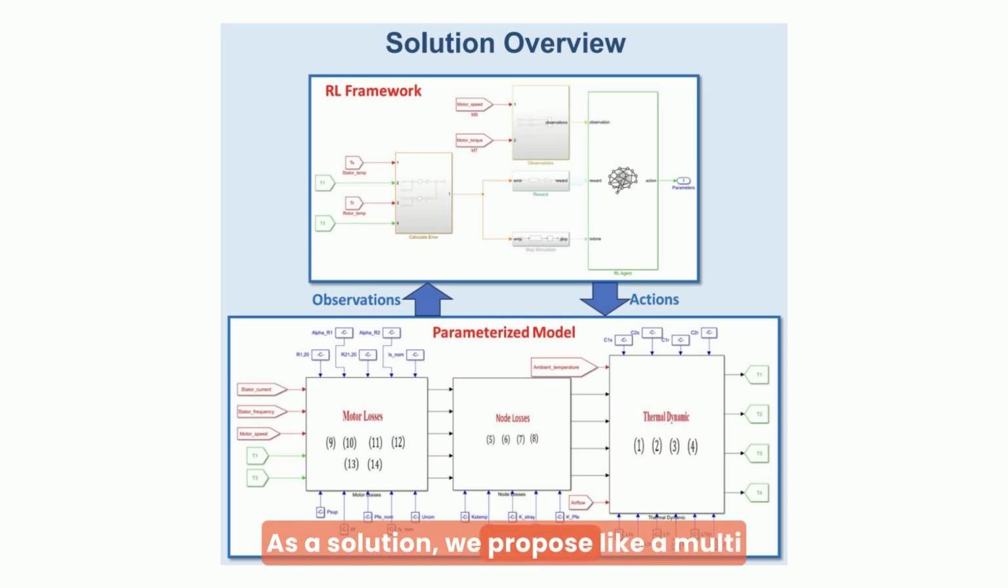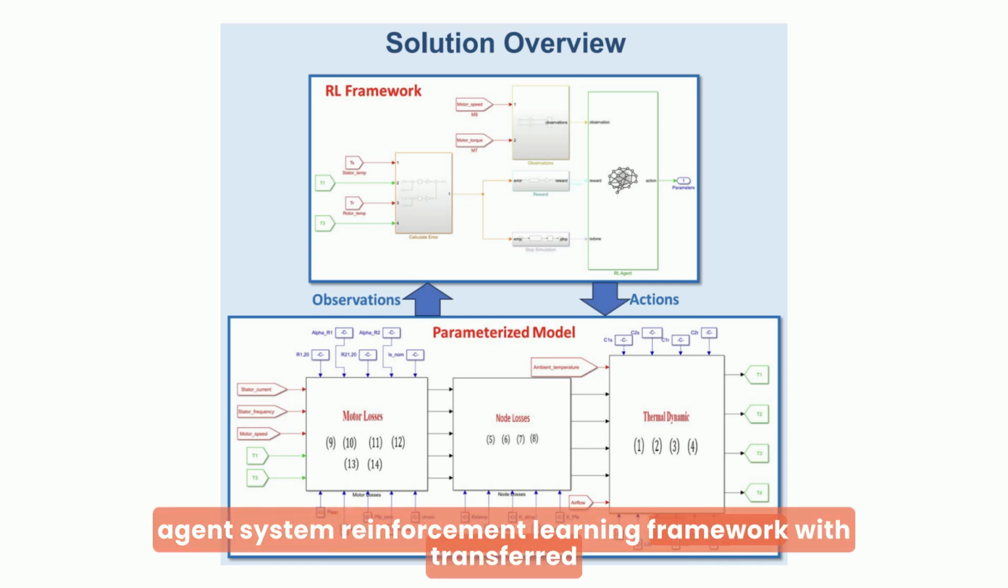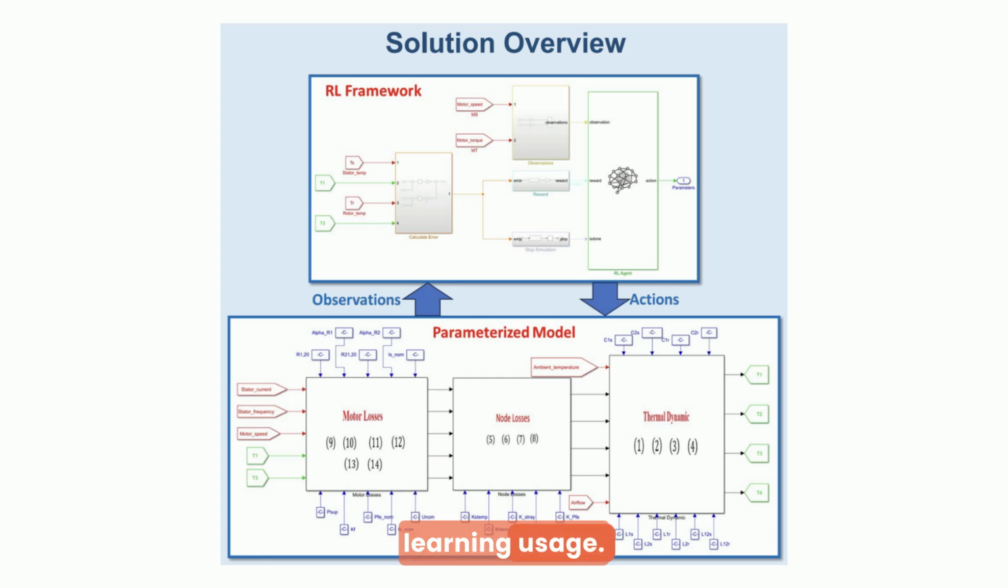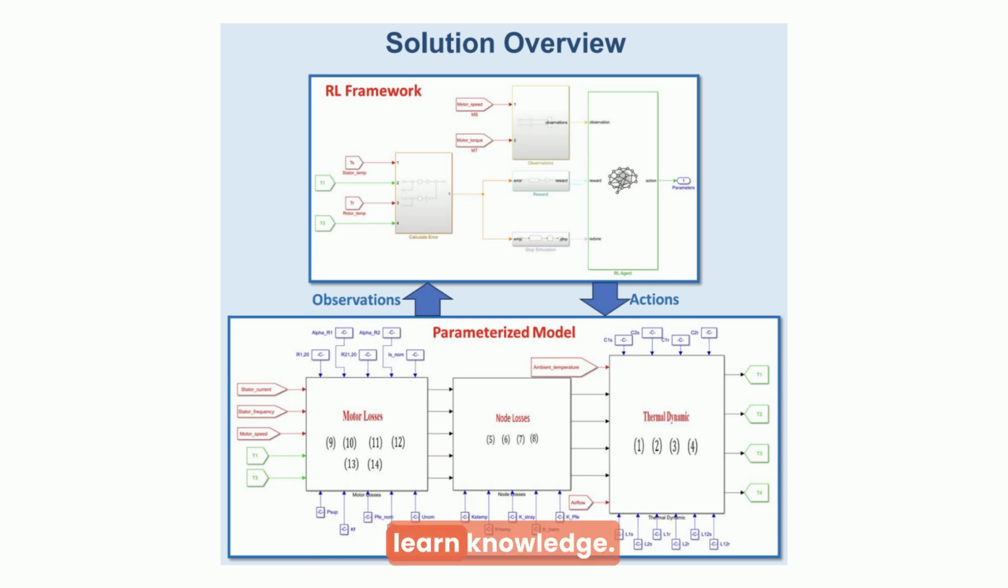As a solution, we propose a multi-agent system reinforcement learning framework with transfer learning usage. The transfer learning usage enables the learning from the individual reinforcement learning agents to utilize the domain knowledge and predict the temperature based on the learned knowledge.